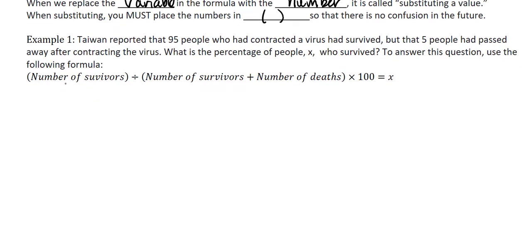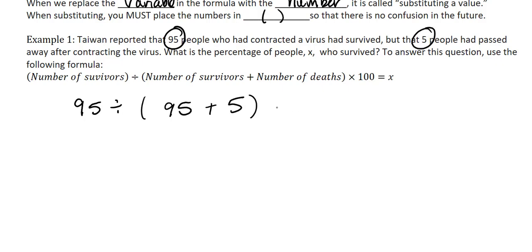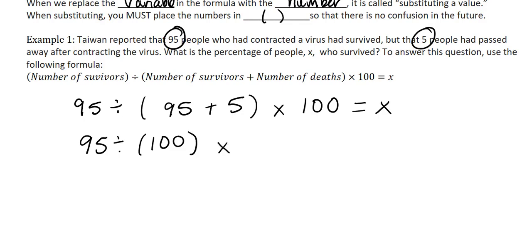So the number of survivors, that would be 95, divided by the number of survivors, so that's 95, plus the number of deaths, so that's 5. And then we're going to multiply that by 100, and that's going to be equal to X. So we have 95 divided by 95 plus 5, so that's just 100, and then times 100, which is equal to X.